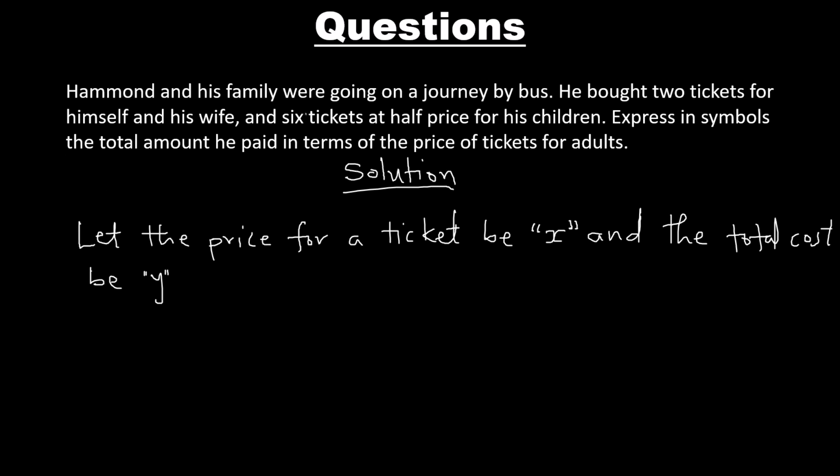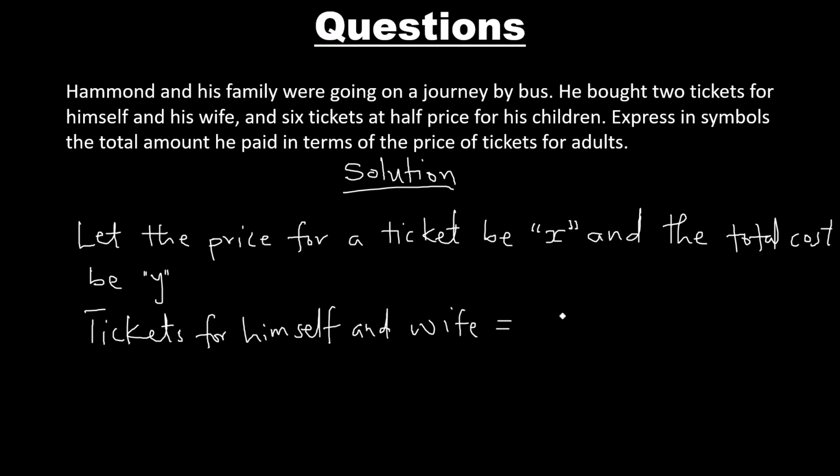Hammond and his family. But he bought 2 tickets for himself and his wife. So the tickets he bought for himself and his wife will be X plus X. This for himself and this for his wife. So X plus X gives us 2X, because that's the price for one ticket.